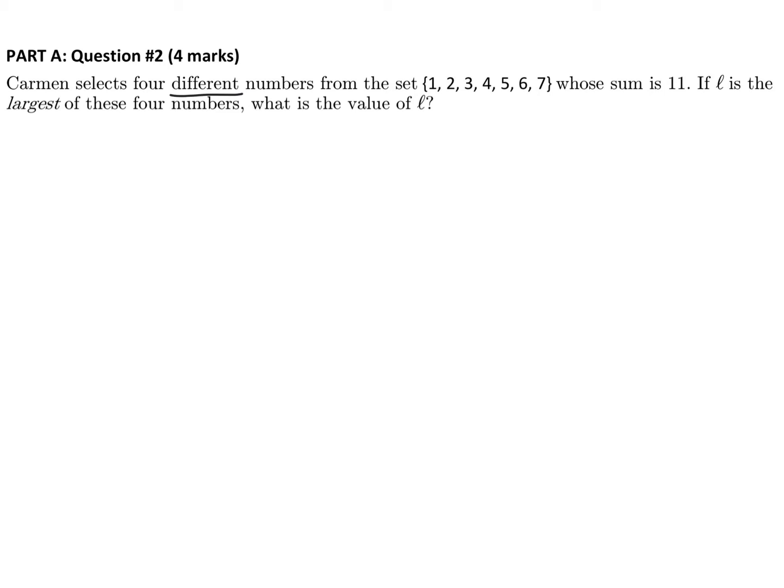If I choose the first 4, 1, 2, 3, 4, then 1 plus 2 plus 3 plus 4 is 10. Well, that's not 11, so obviously that can't be the 4 that I choose. But I can choose 1 plus 2 plus 3 and 5. That will be 11. And therefore, in this particular case, the largest is 5, so L is equal to 5.